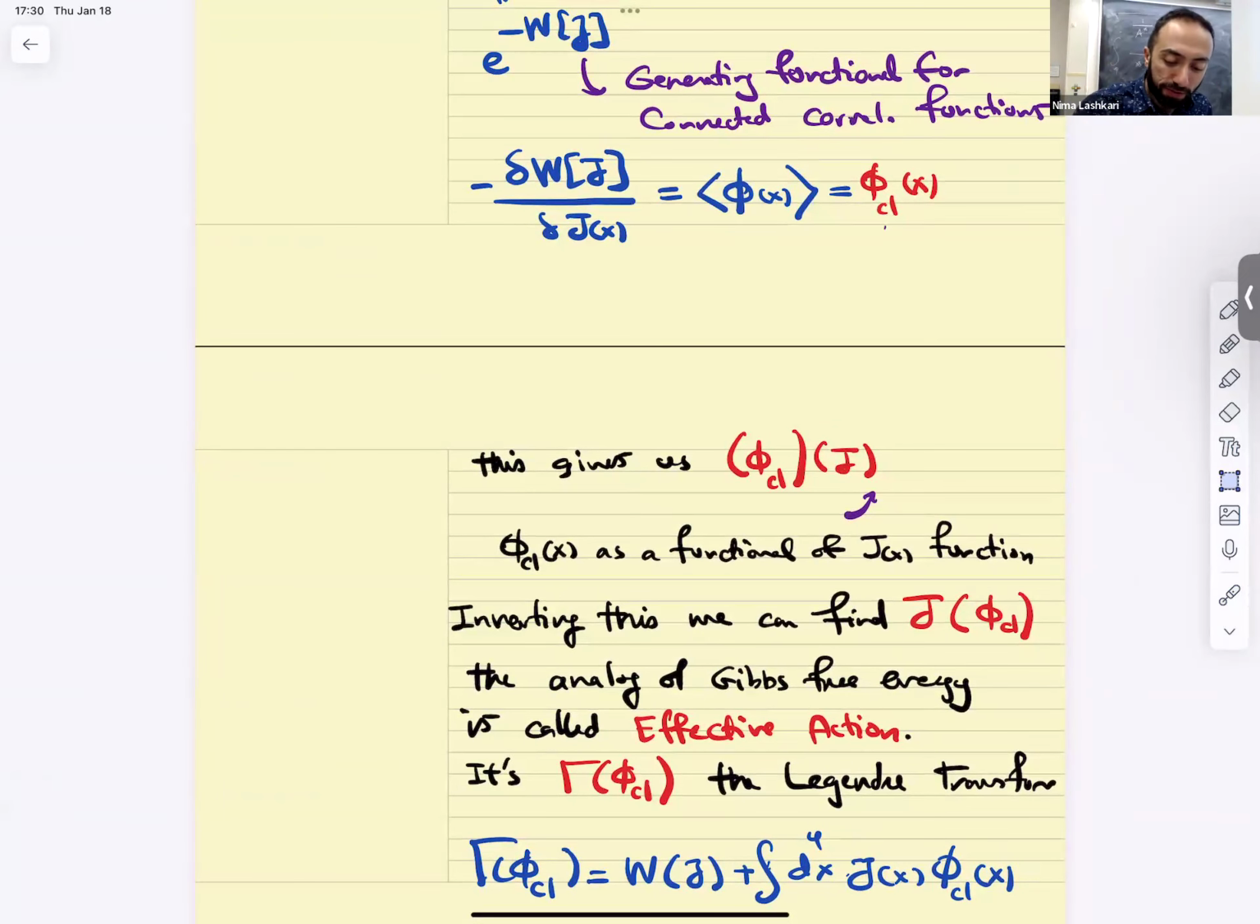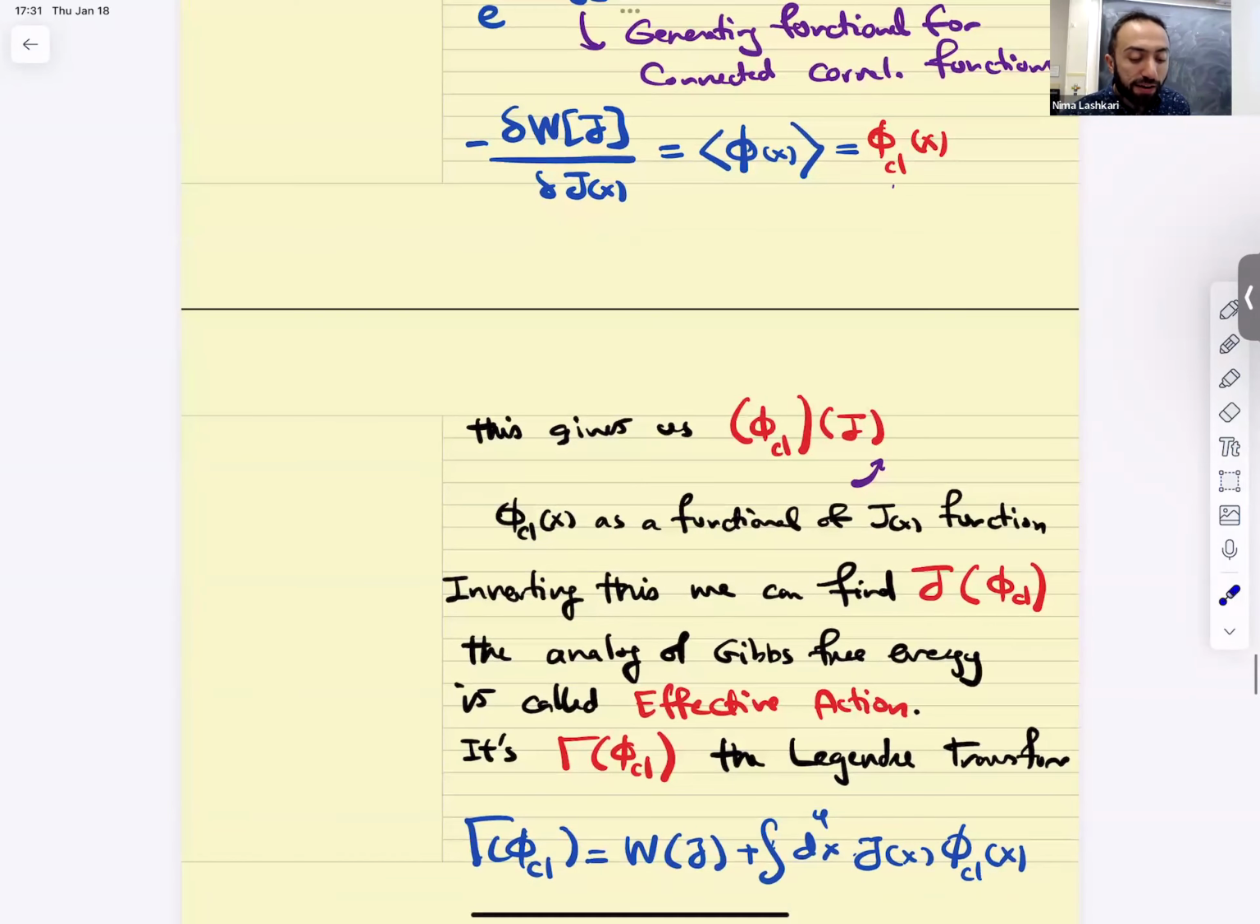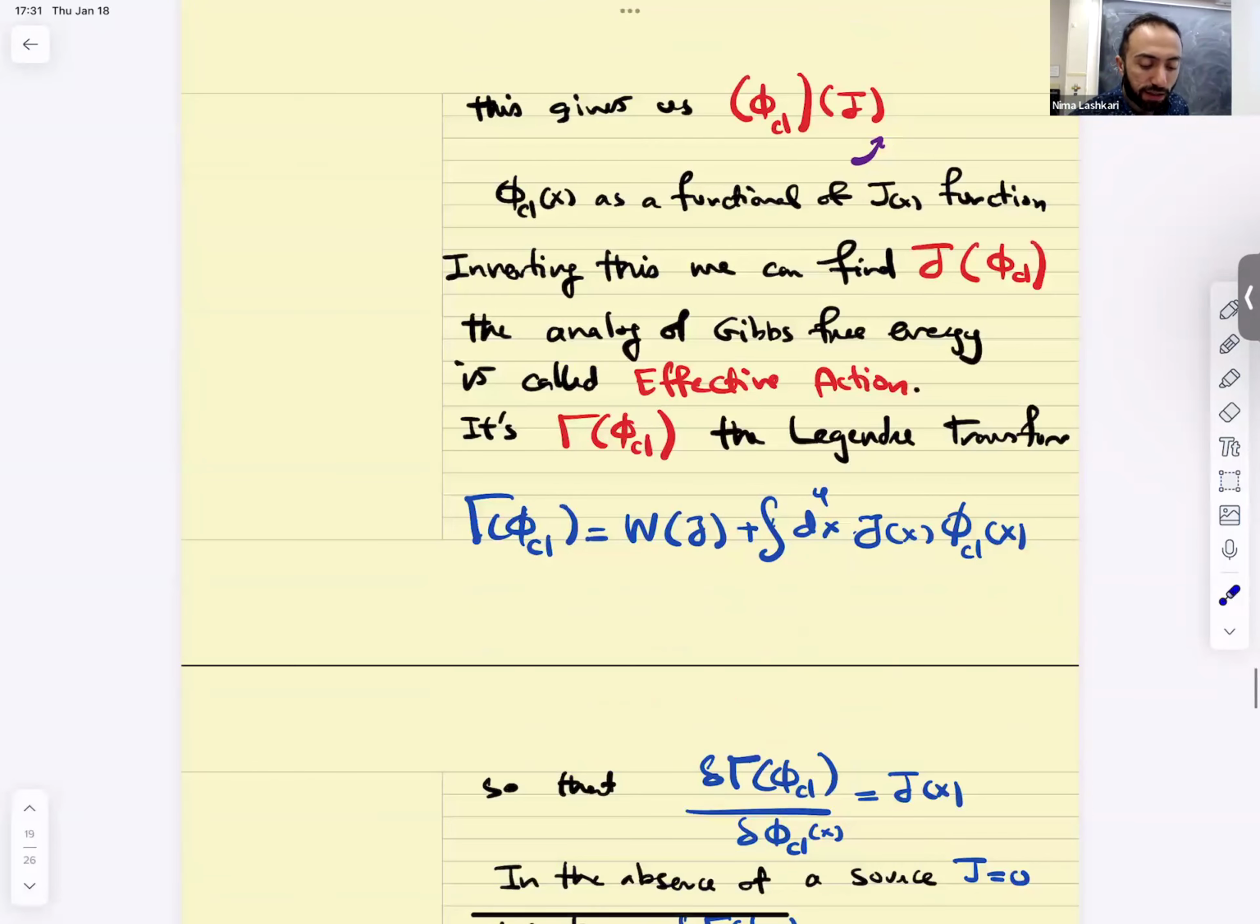This equation gives us phi classical as a function of J, the same way that we found magnetization as a function of the external field. It's a response thing. The external field is what you control, and you want to see how the properties change. Phi classical is not quite a response, because the word response is reserved for something else in physics, but you know what I mean. Now, inverting this gives J as a function of phi classical. This is the analog of Gibbs free energy, called the effective action, and it's the Legendre transform of W of J, the analog of the Helmholtz free energy.